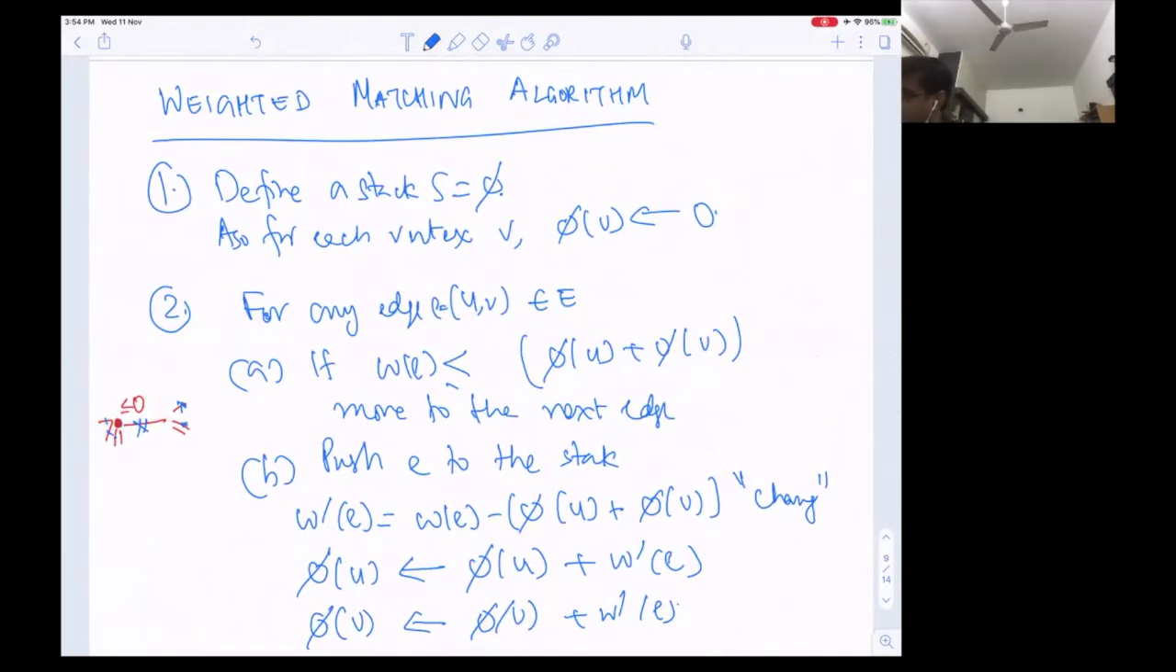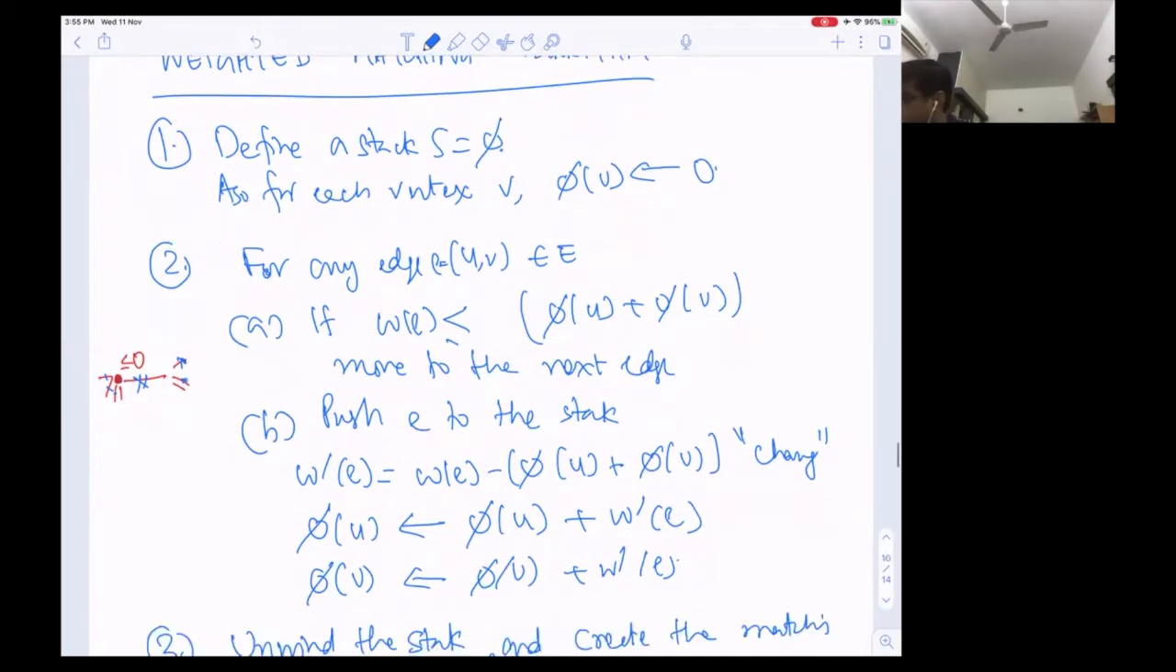So we had a stack S. For each vertex V, we had this potential phi V, which was initialized to 0. Now, when any edge UV comes, I check if the weight of E is less than phi U plus phi V. If it is not, you move to the next edge. Otherwise, I push this edge to the stack and I make some modification. What modification do I need to do? The modification was: what is my current weight? So my current weight is W prime E equals WE minus phi U plus phi V.